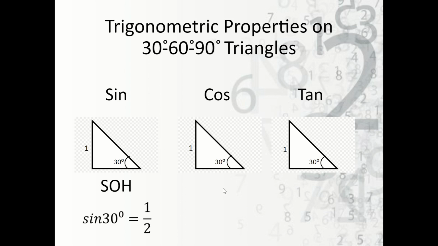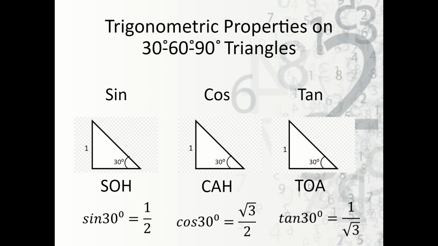Now cosine. Cosine is adjacent over hypotenuse. So if this side is 1, we know that this side should be square root of 3, and this side should be 2. So the adjacent side is square root of 3, and the hypotenuse is 2, so it should be square root of 3 over 2. Now tangent. Remember, tangent is opposite over adjacent. So the opposite side is 1, and the adjacent side should be square root of 3. So we should get 1 over square root of 3.